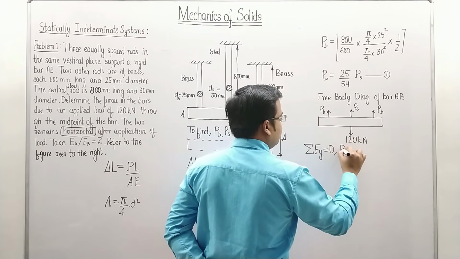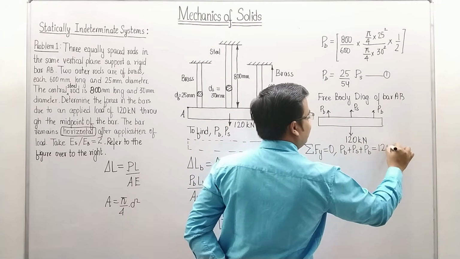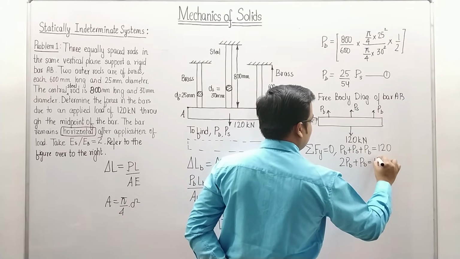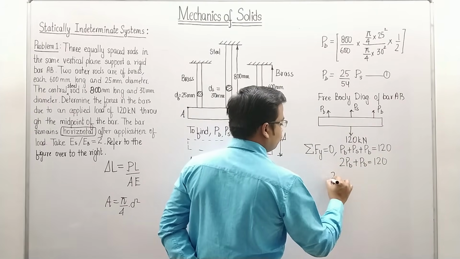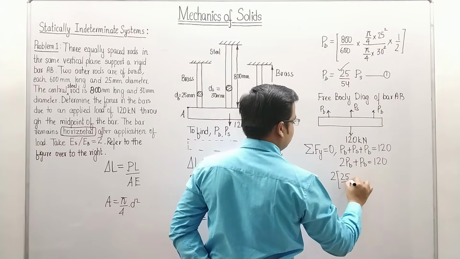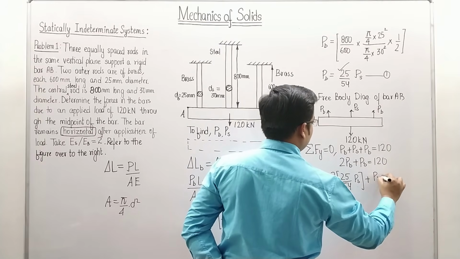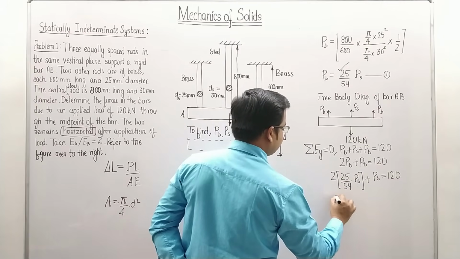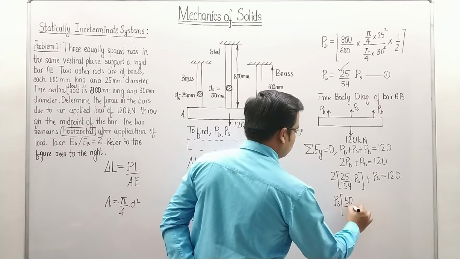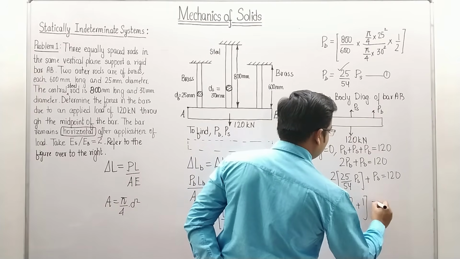In that case you have PB plus PS plus PB is equal to 120. You can also write 2 times PB plus PS is equal to 120. So you need to plug in the value of PB. PB is equal to what? This 25 by 54 times PS. Once you do that, plus PS is equal to 120. You just need to take PS as common. The stuff remaining inside would be 25 twice is 50 over 54 plus 1, and that's equal to 120.